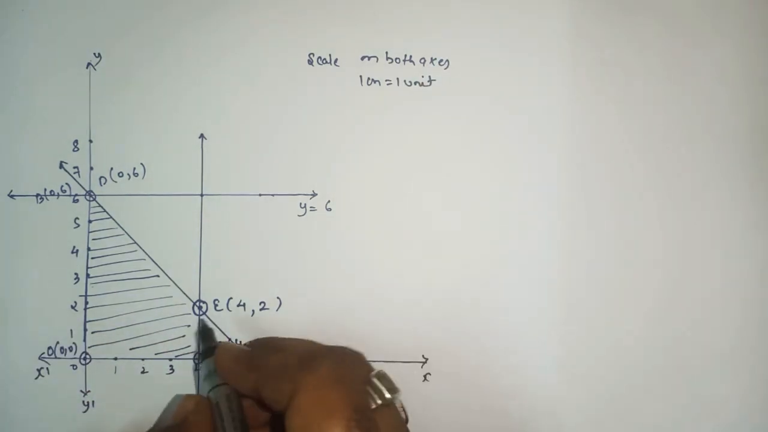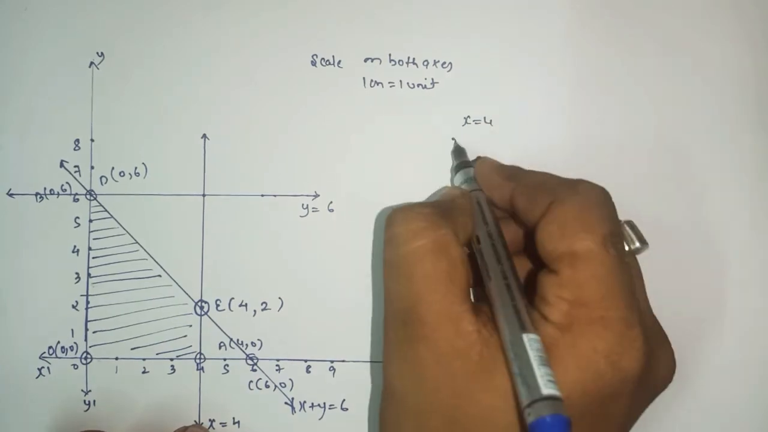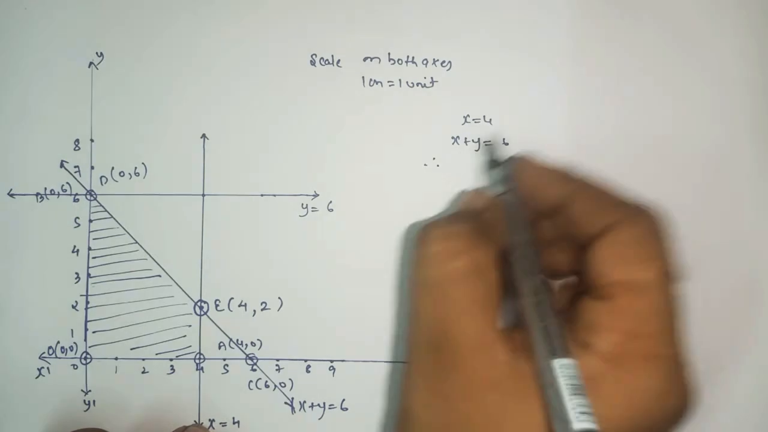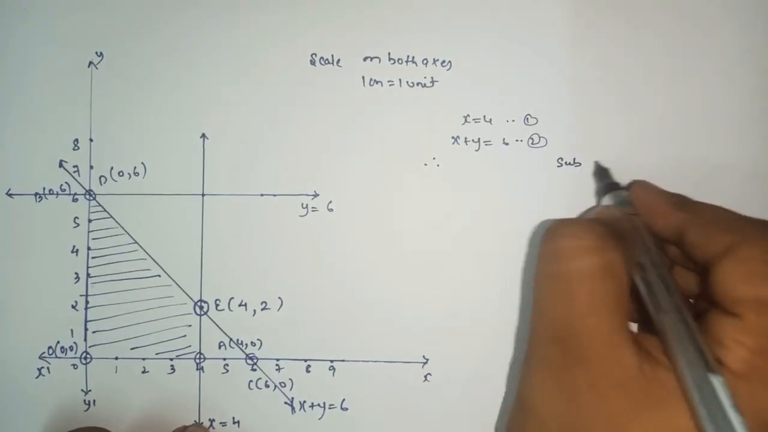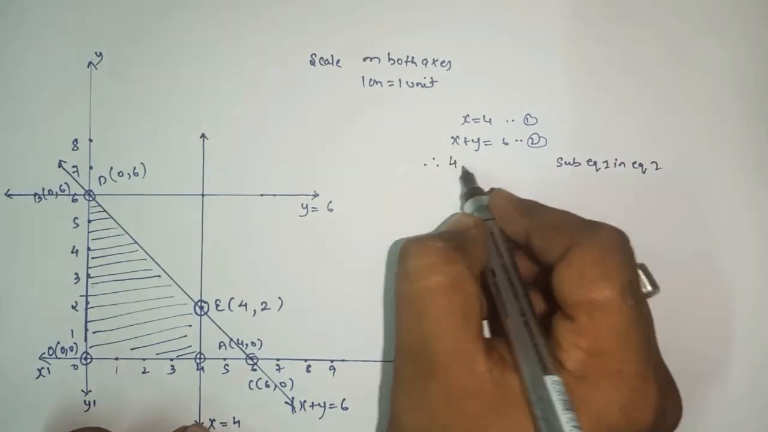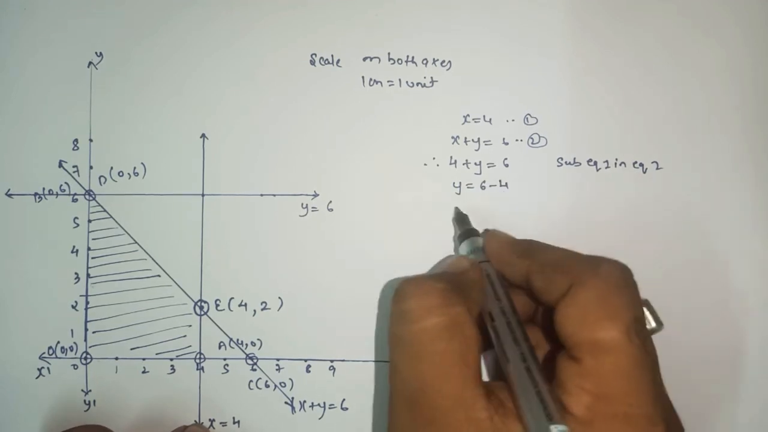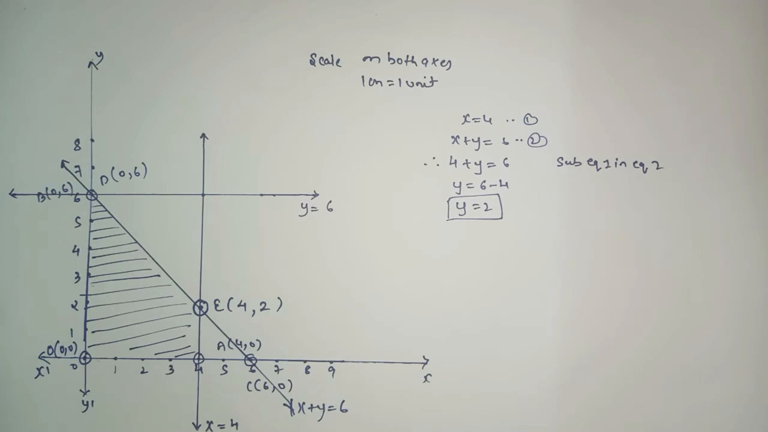We have to find the point of intersection between these two equations, that is x equal to 4 and x plus y equal to 6. Simply substitute equation number 1 in equation number 2. So 4 plus y equal to 6, y equal to 6 minus 4, so y equal to 2. So here we got the point of intersection.